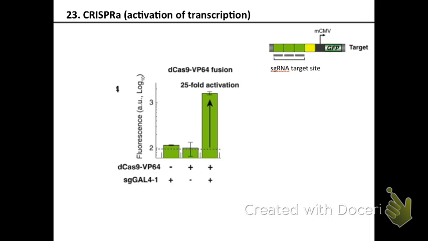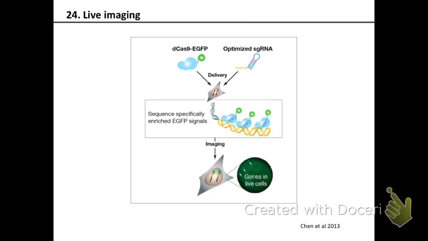All right. What else can you do? You can do a whole bunch of stuff. This is another example of what you can do. You can make an sgRNA or a collection of sgRNAs that are going to bind to a certain genomic site and bring the dCas9.